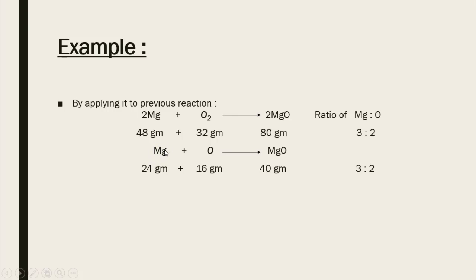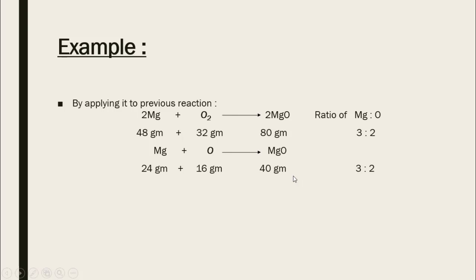If I have a different amount of masses, for example 1 atom of magnesium reacting with 1 atom of oxygen to form 1 molecule of magnesium oxide, let's try. I have 24 grams of magnesium and 16 grams of oxygen. It produces 40 grams of magnesium oxide. By simplifying these 2 numbers, 24 divided by 8 gives 3, and 16 divided by 8 gives 2. So here, the ratio of magnesium to oxygen is 3:2.